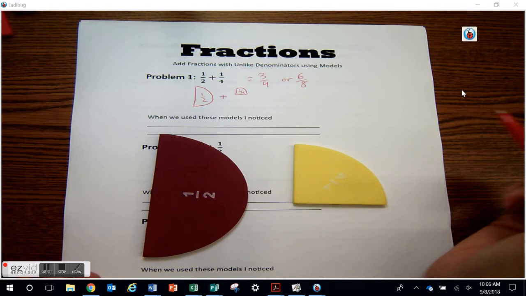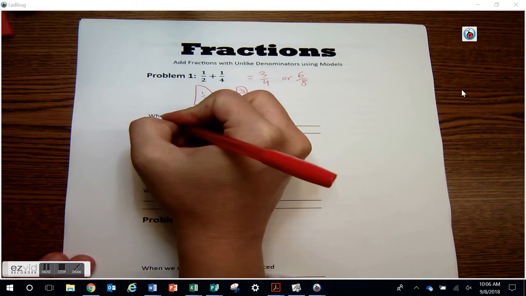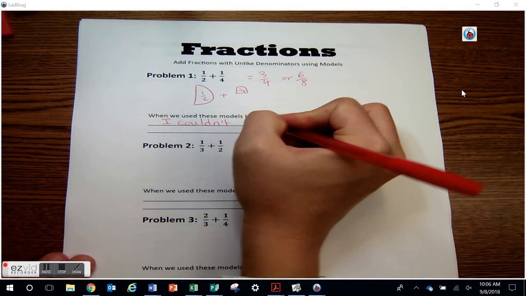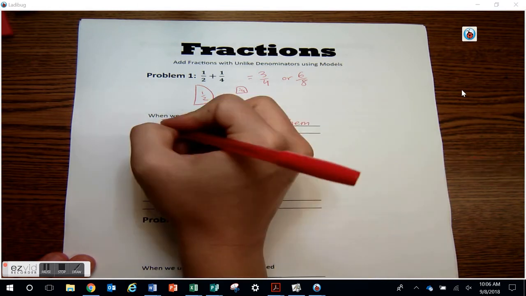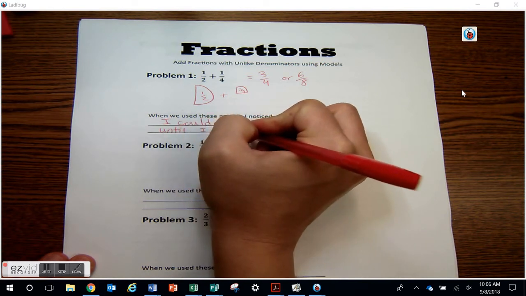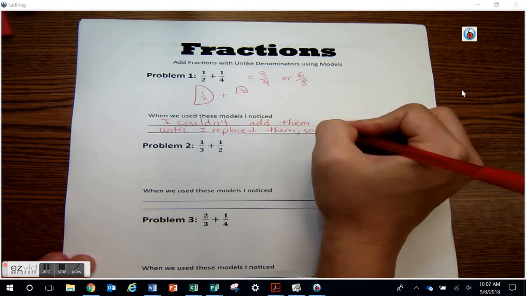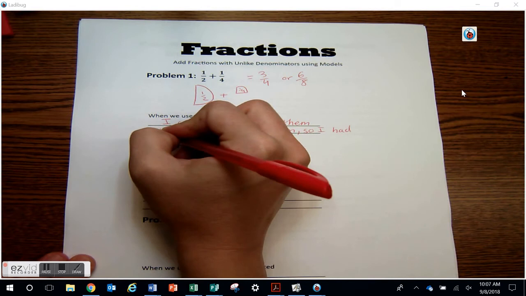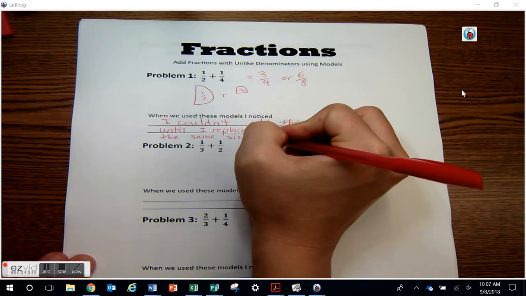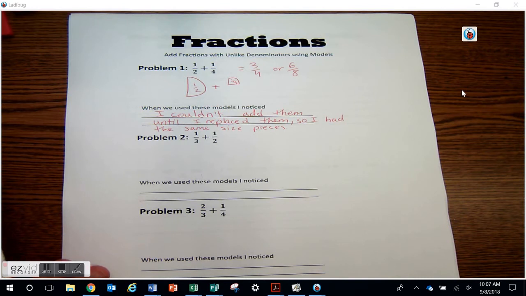Okay? When we use these models, I noticed I couldn't add them until I replaced them so I had the same size pieces. We can't add them unless we have the same size pieces.